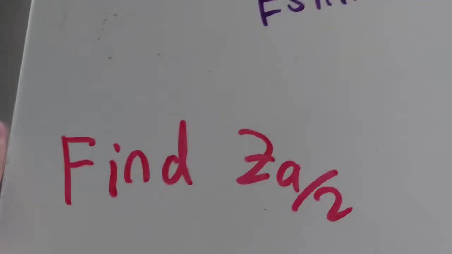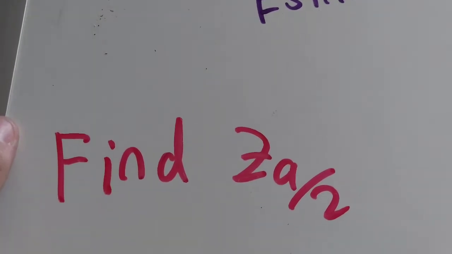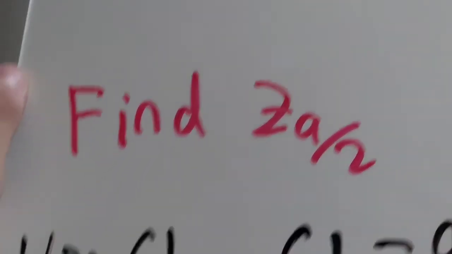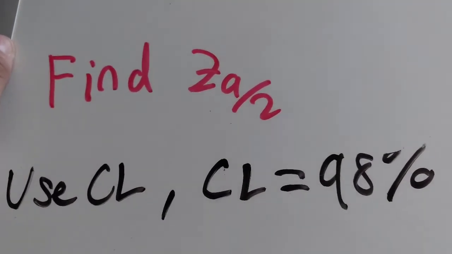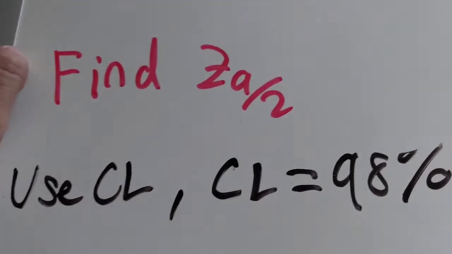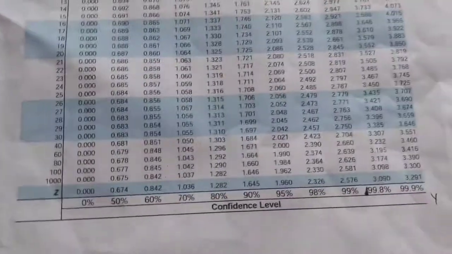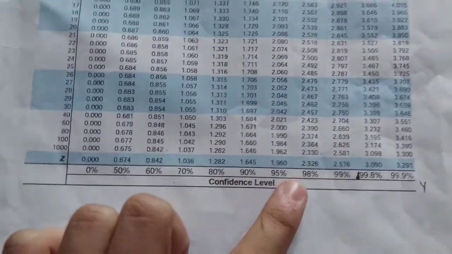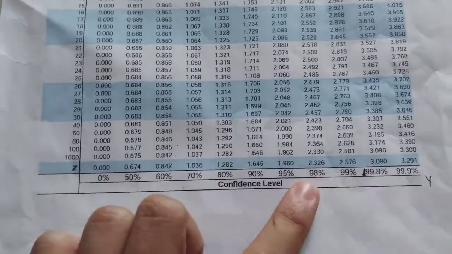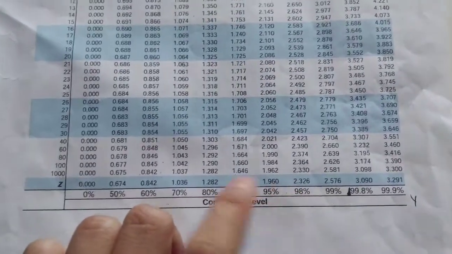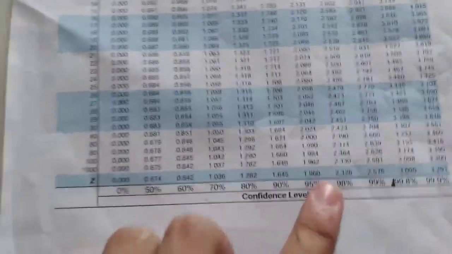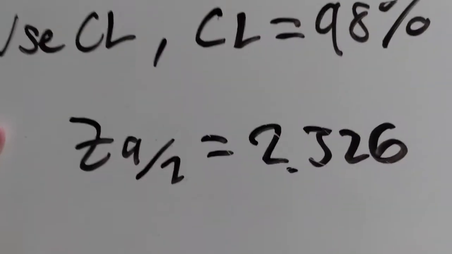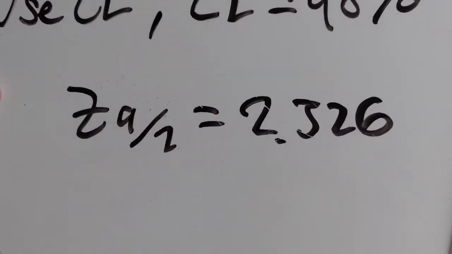So let's get started. First up, let's find z alpha over 2. To find z alpha over 2, we're just going to use the confidence level. In this case, the confidence level is 98%. So we're going to go over to the z table. We're going to go over here to a confidence level of 98%. We're going to go up just a tad. And here is our z alpha over 2, which is going to be 2.326. So therefore, z alpha over 2 is equal to 2.326.